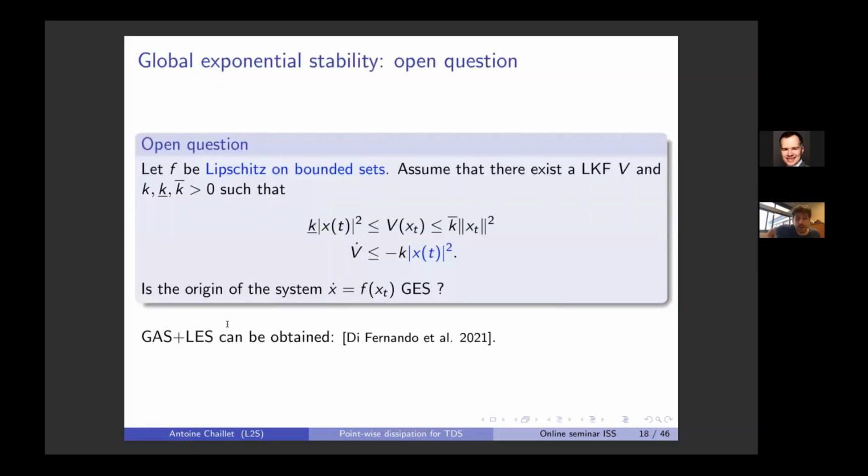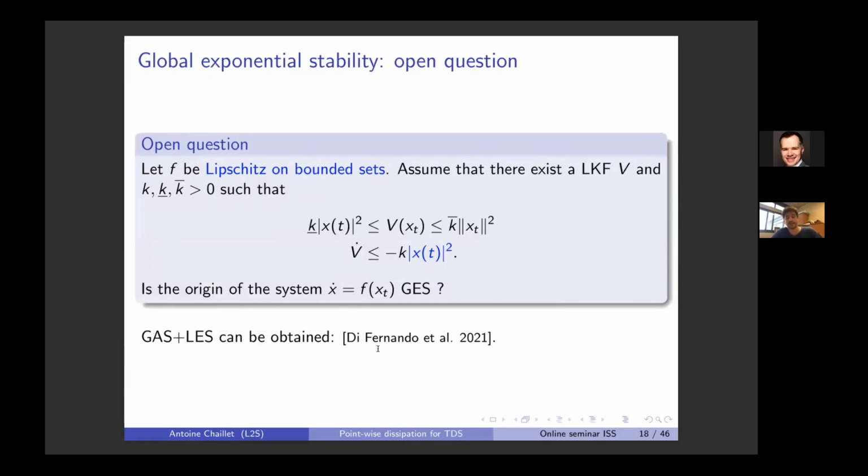So the open question remaining, in the context of input-free systems, is this one. Under the same conditions as before, meaning with a pointwise quadratic dissipation, is it enough to get global exponential stability even if f is not globally Lipschitz? To my knowledge, this is an open question. It sounds quite reasonable to say that the answer is yes, but I have no proof of this.